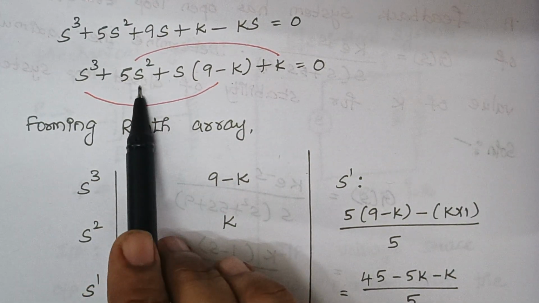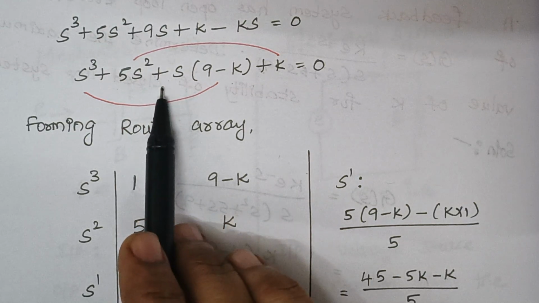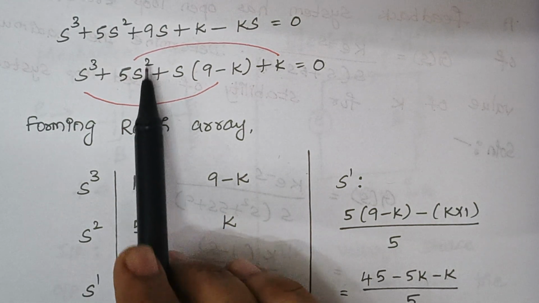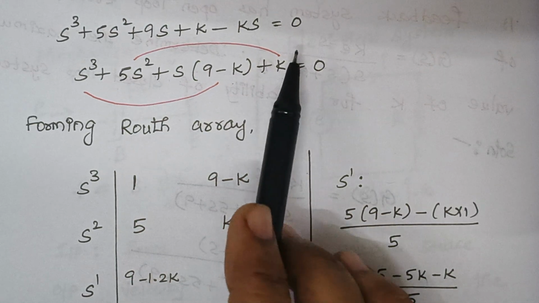The next element is s square, that is an even power. So we have to join all the even powers. So here s square and the next element will be s to the power 0.